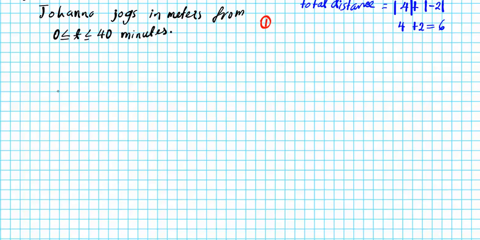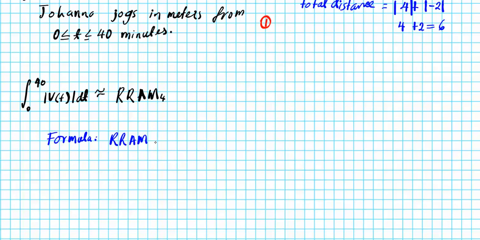So we're to approximate what this is, the integral from 0 to 40 of the absolute value of v of t dt. What is this equal to? We're supposed to approximate it using right rectangle approximation involving 4 subintervals. Okay, before we do that, let's review the formula real quick. All right, so let's say you wanted to find the right rectangle approximation of 4 subintervals starting from x1 all the way to x5.